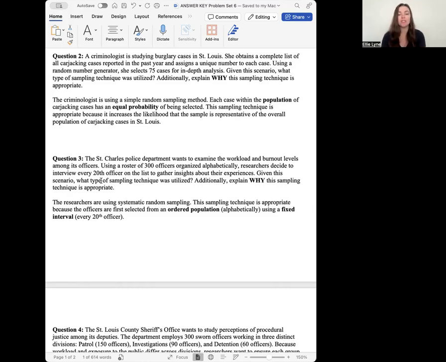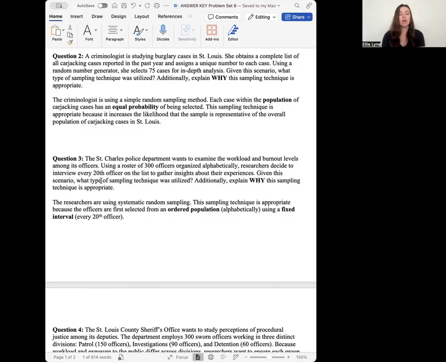A criminologist is studying burglary cases in St. Louis. She obtains a complete list of all carjacking cases reported in the past year and assigns a unique number to each case. Using a random number generator, she selects 75 cases for in-depth analysis. Given this scenario, what type of sampling technique was utilized? Additionally, explain why this sampling technique is appropriate.